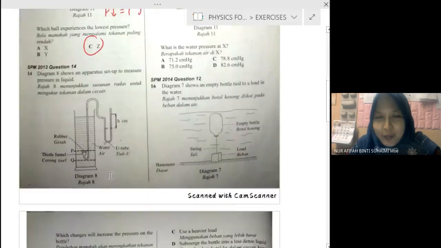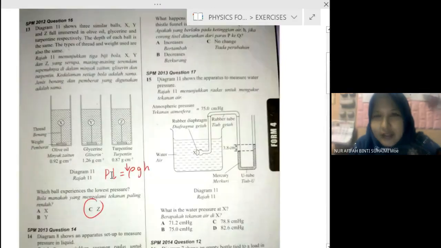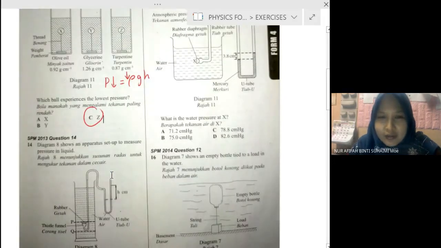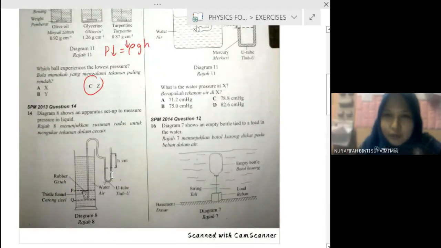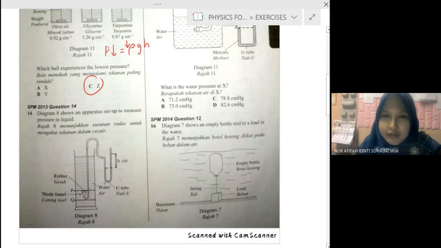Number 14. Oops, the question is above, the answer is above, the question is below. Okay, look first. Diagram 8 shows an apparatus set up to measure pressure in liquid. We have P and Q. Water level at P, water level at Q. And then we have a height or depth. This H represents the pressure. Experiment D, D represents pressure.